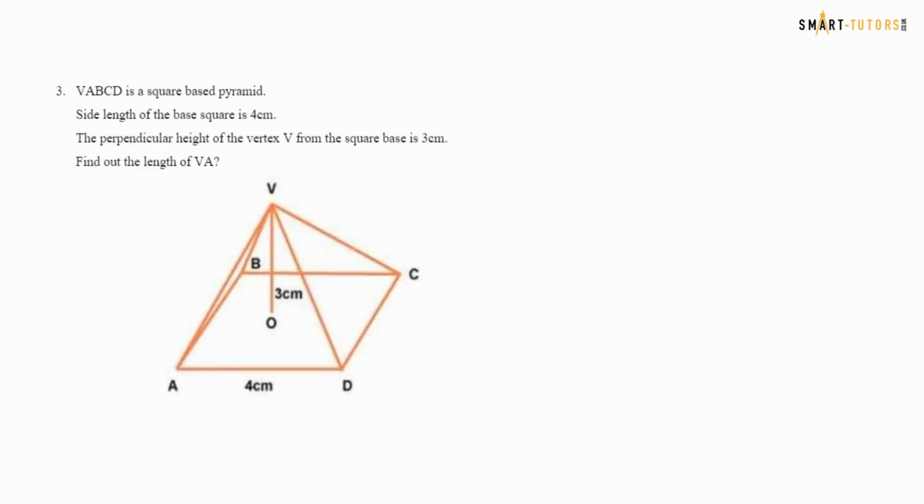Question number 3. VABCD is a square base pyramid. The side length of the square is 4 centimeters. The perpendicular height is 3 centimeters. Find out the length of VA.